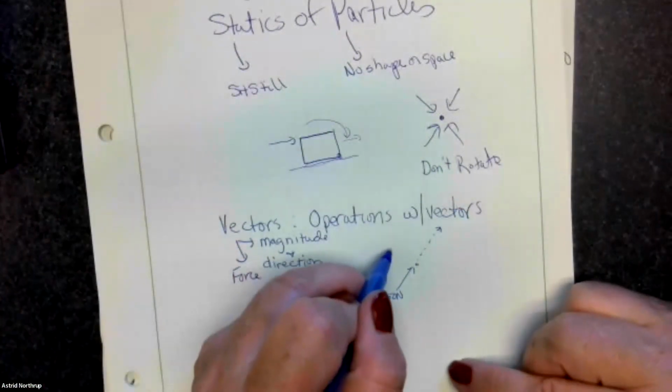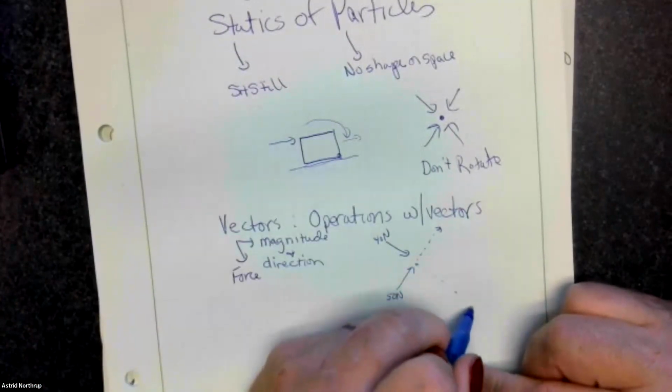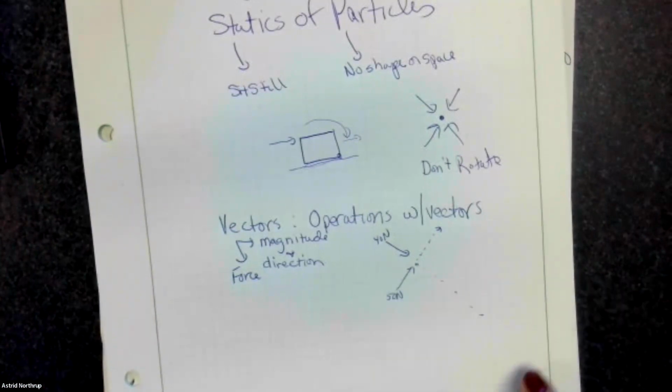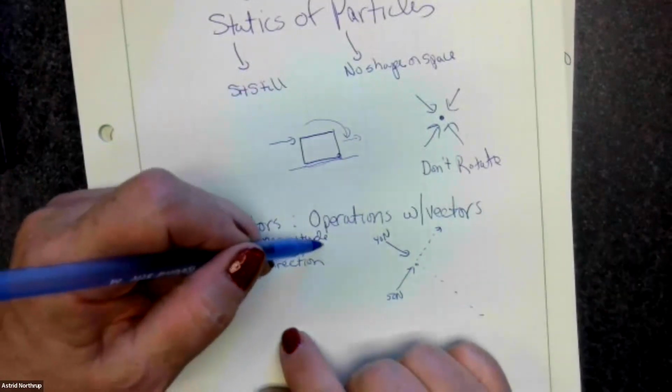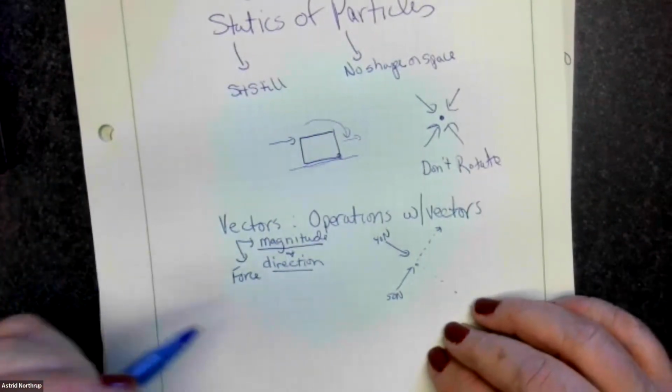If, on the other hand, we pushed on it with a 40 Newton force in this direction, the motion would be along the vector, the line of action of that vector. That's why they have both a magnitude and a direction. All forces are not created equal.